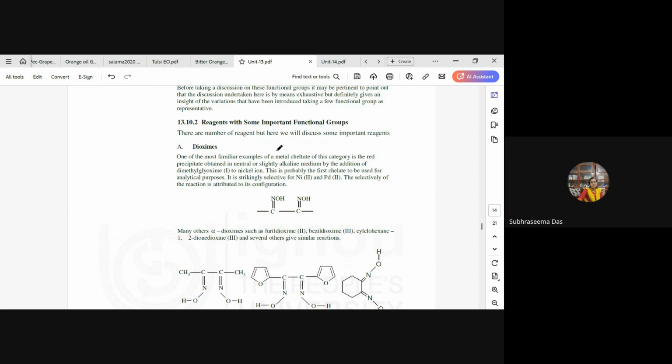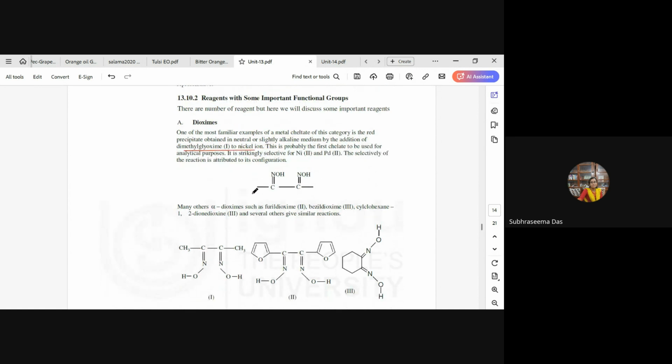So first is dioximes. One of the most familiar examples of a metal chelate of this category is the red precipitate obtained in slightly alkaline medium by addition of dimethyl glyoxime to nickel. So when Ni2+ reacts with DMG, that is dimethyl glyoxime, in slightly neutral or slightly acidic medium, a red colored complex is formed. This is probably the first chelate that has been used for analytical purposes. Sometimes palladium has been used, but the selectivity of the reaction is attributed to its configuration.